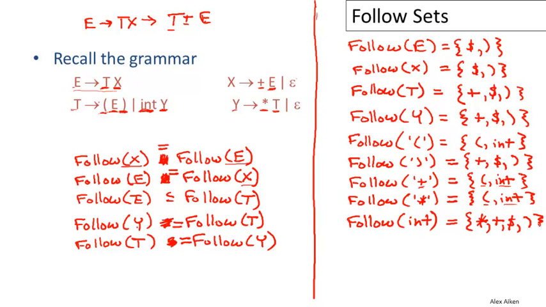Okay, and what does that tell us? Well, that tells us it's okay for almost anything to follow an int, but an open paren cannot follow an int. So you can't have another nested expression begin right after an int without an intervening operator. All right, and that completes the computation of the follow sets for this example.